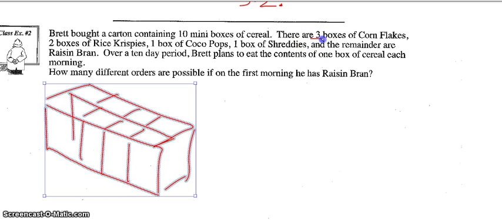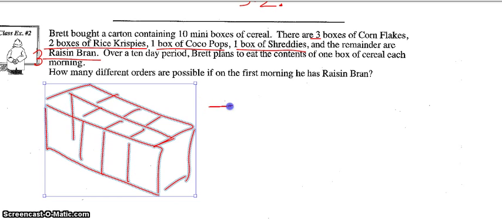So here you have 3 boxes of cornflakes, 2 boxes of Rice Krispies, 1 box of Cocoa Pops, and 1 box of Stratis. The remainder are all Raisin Bran. There are 10 boxes, so 3, 2, 1, 1 makes 7. So there are 3 boxes of Raisin Bran. They want you to do some problem solving too. Over the 10-day period, he will eat 1 box at a time. How many different orders are possible if on the first morning he has Raisin Bran?